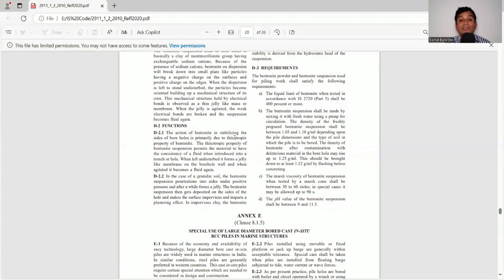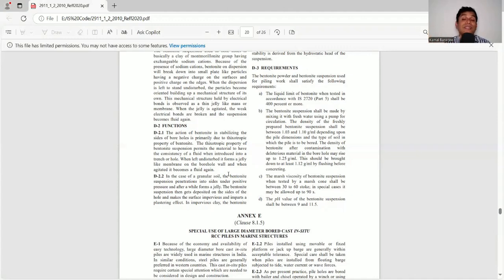Then the thixotropic property of the bentonite suspension permits the material to have the consistency of a fluid when introduced into the trench or hole. When left undisturbed, it forms a jelly-like membrane on the borehole wall, and when agitated, it becomes a fluid again. So due to the thixotropic effect, it becomes a thin layer or jelly layer inside the bore, so that there will be no collapse.